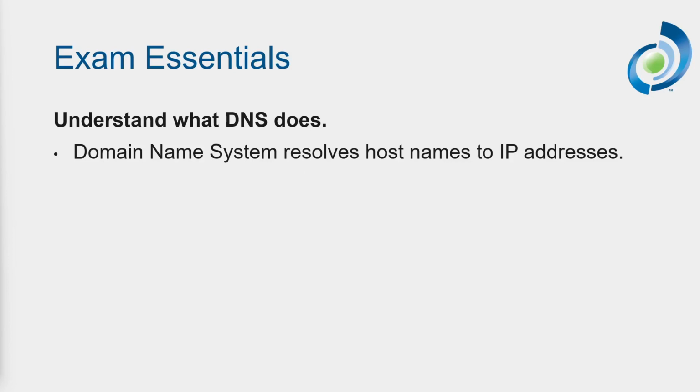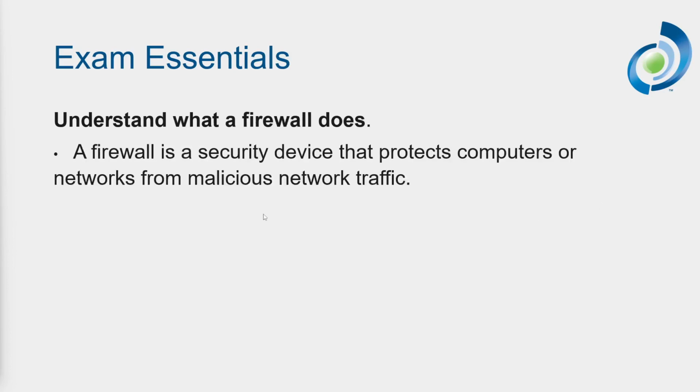Understand what DNS does. So the domain name system resolves host names to IP addresses. So it does a little bit more than this, but just think of it as a way for you to put in an IP address and it will bring back a friendly name, or put in a friendly name and bring back an IP address. And so a friendly name would be something like google.com, yahoo.com, and you go out and it actually returns an IP address for what it wants you to use.